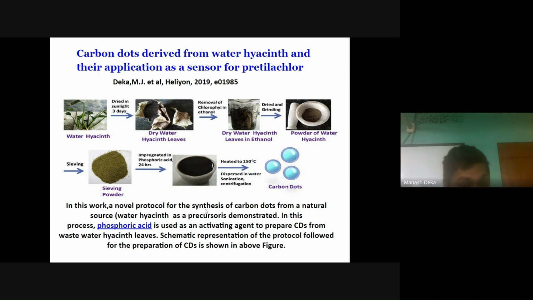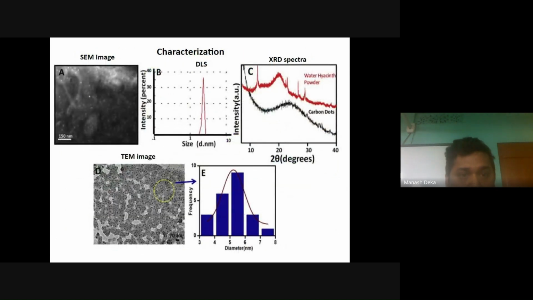Most importantly, we have used phosphoric acid as the activating agent, and it is the first report from water hyacinth to synthesize these carbon dots. So this is the characterization. From the SEM images, it is seen that the particle size is below 10 nanometer, and dynamic light scattering measurement also shows that sizes are below 10 nanometer. The X-ray spectra show amorphous behavior, and the sharp peaks disappeared after carbonization or hydrothermal treatment. Then these are the TEM images, which show the particle size distribution below 10 nanometer, approximately 5 to 6 nanometer. So after this characterization, we confirmed that the synthesis of these carbon dots is successful.